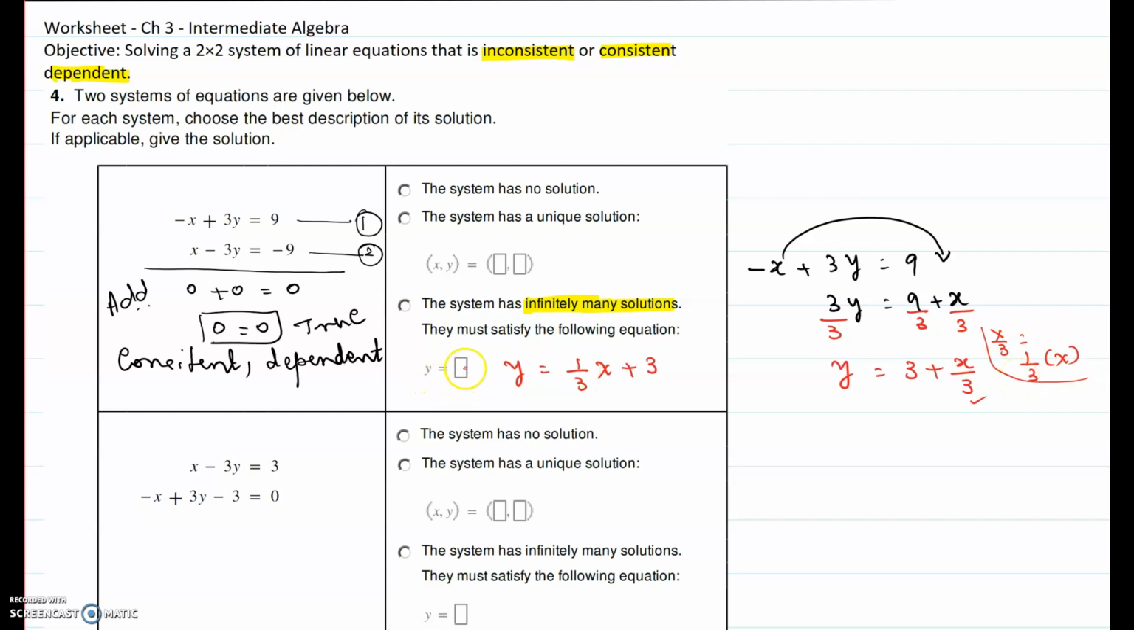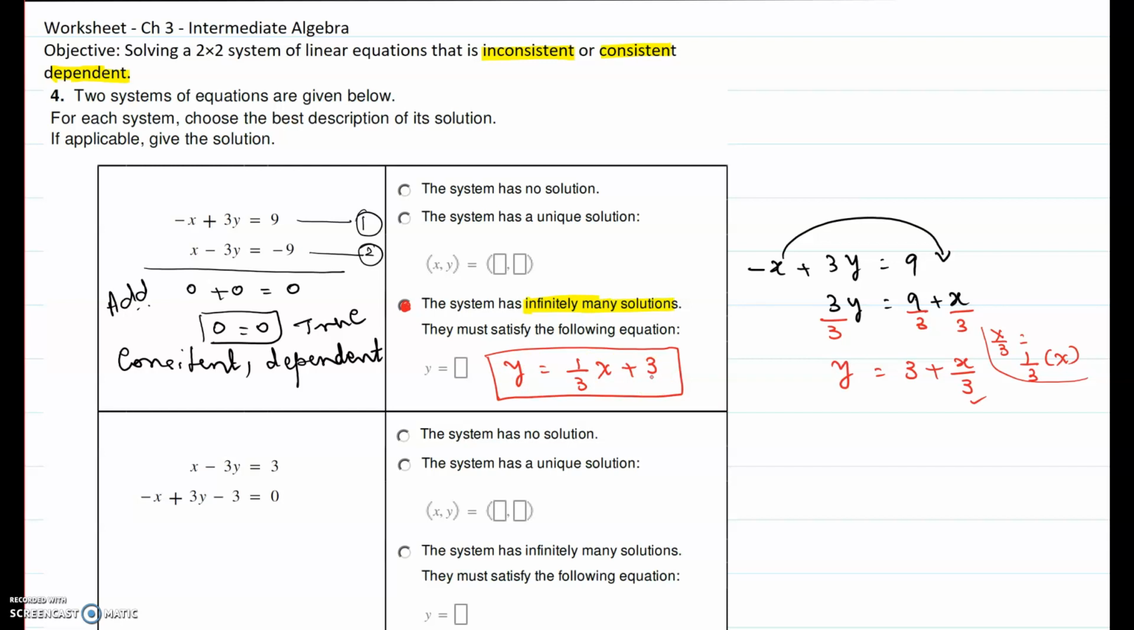So the solution, I don't have sufficient room for the box, so I wrote it separately. Y equal to 1/3 of x plus 3. The system has infinitely many solutions. So the solution is infinitely many solutions, and y can be written like that.